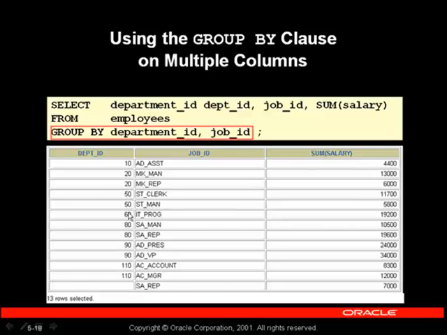In department 60, there's only one group of people, or one group of job ID rather. There are two groups or two classifications of job ID under department 80. So this is all done by putting as many columns as you want in here, in the series that you want it.